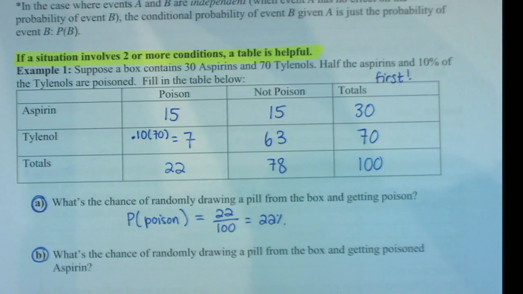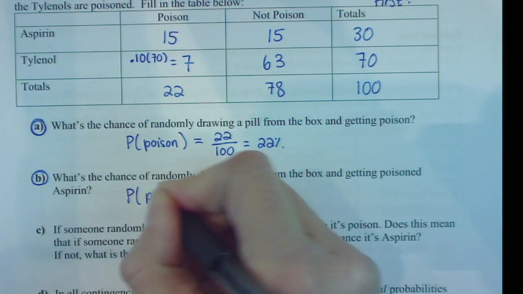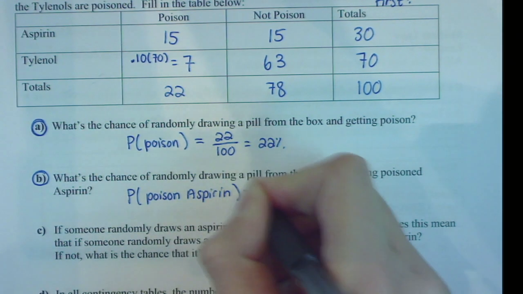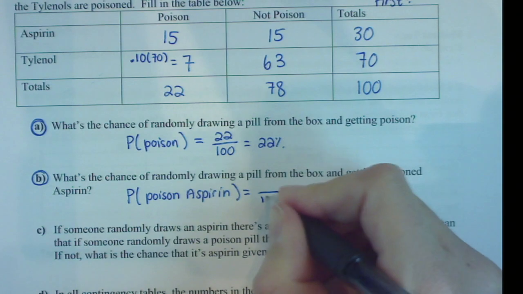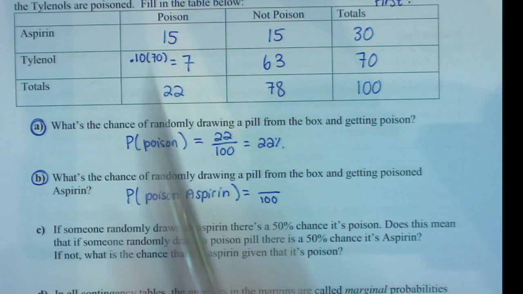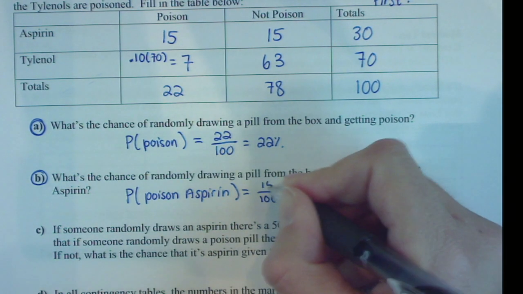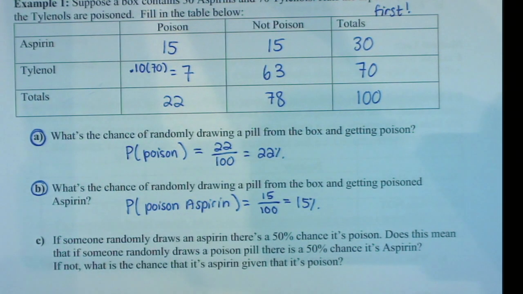Okay, let's see. So far, so good. What's the chance of randomly drawing a pill from the box and getting a poisoned aspirin? So what's the probability I get a poison aspirin? Well, I'm drawing out of the whole box, so there's 100 total pills, and then we can just see how many successes are there. How many poison aspirin? And there's 15 of them. We calculated up here, right? Half the aspirin are poison, so there's a 15% chance of getting a poison aspirin. So see how the table is definitely helpful.